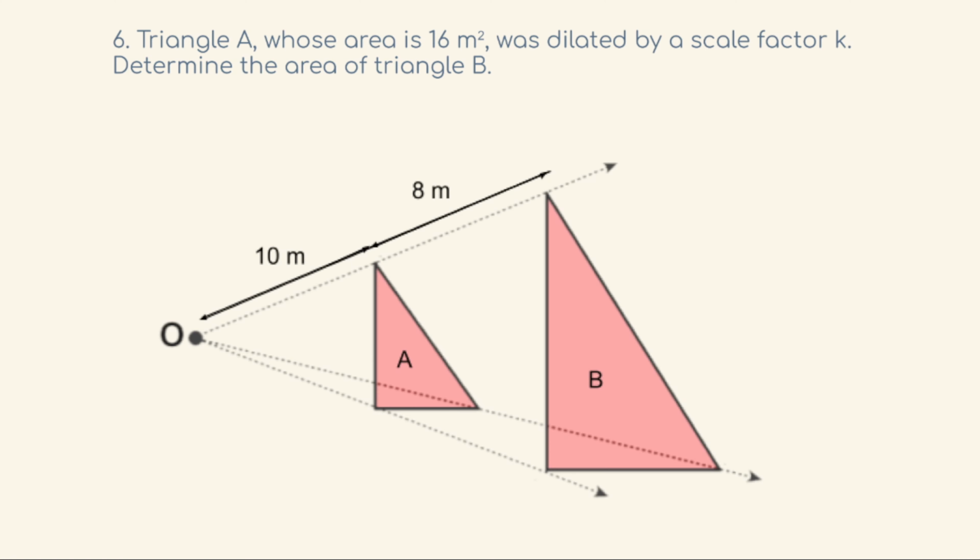All right, question 6. Triangle A, whose area is 16 meters squared, was dilated by a scale factor k. Determine the area of triangle B.